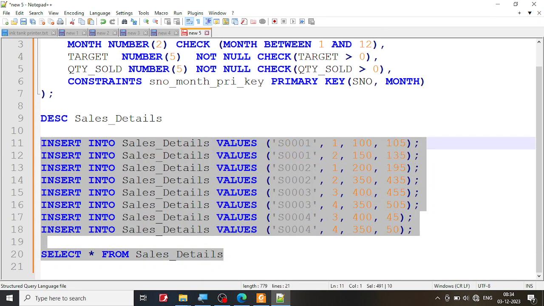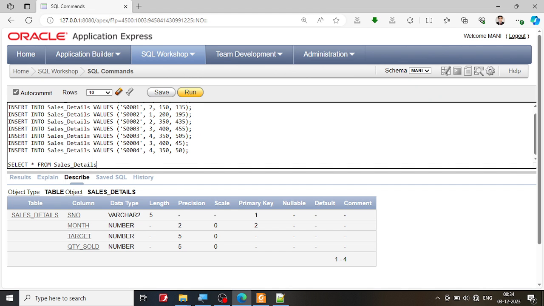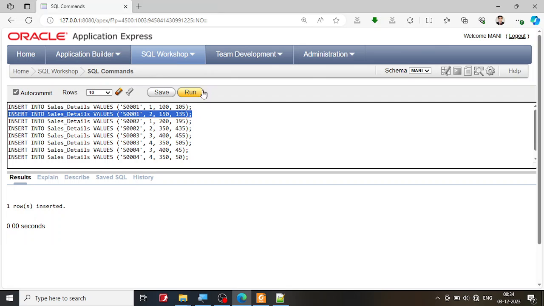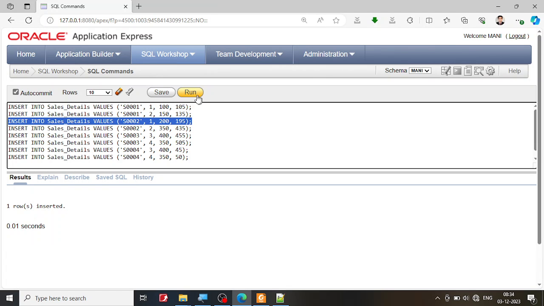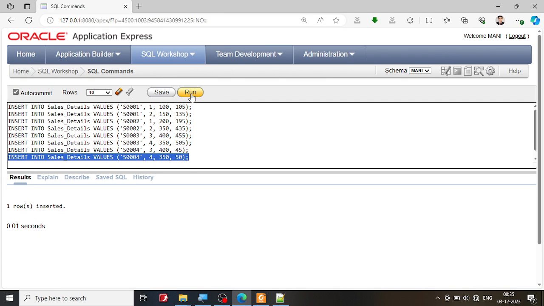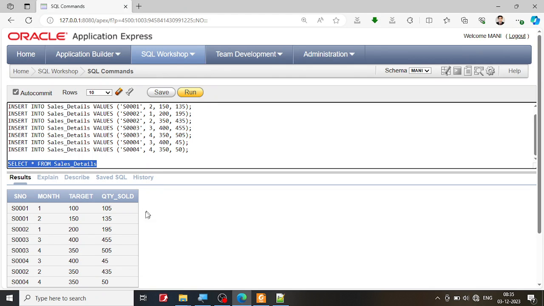Let me copy this part and paste it over here. I'm going to add a few records into my table, one after the other. I have inserted the first row, the second row, the third row, the fourth row, and the fifth and sixth, and so on. So let me insert all the rows into the table, and finally I'm going to select all the rows of the table. This is the table.